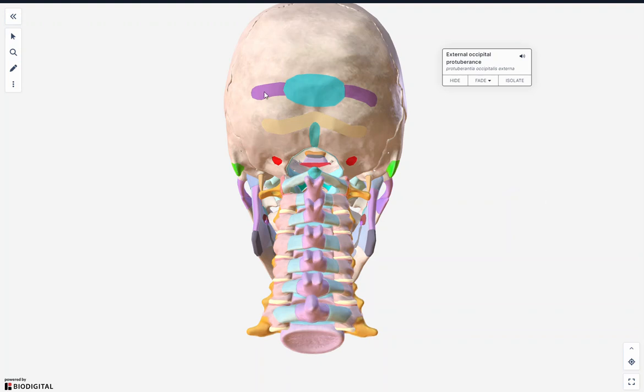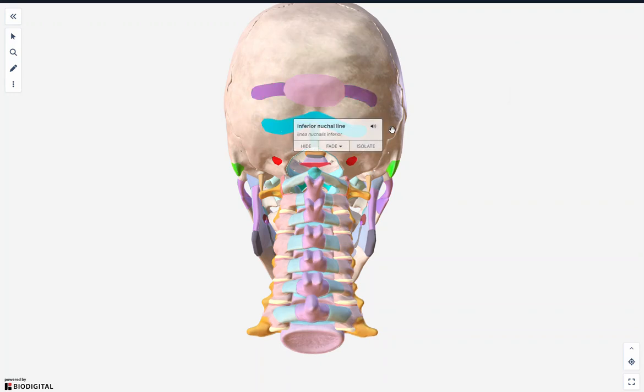And these are the nuchal lines. There's a superior nuchal line. The nuchal lines are a ridge of bone that extend laterally from that area of the occipital protuberance. They serve as insertion points for muscles. This is the inferior nuchal line. I tend to call it a knuckle line, but I think it's really called nuchal line, the way that you pronounce it. I believe she said it here. Inferior nuchal line. Nuchal line, right?